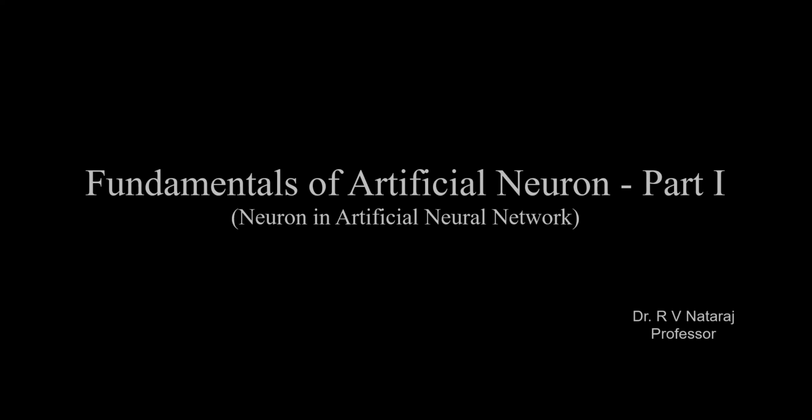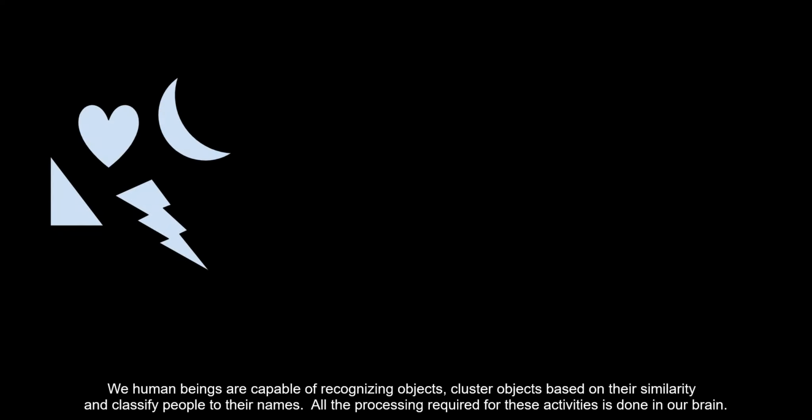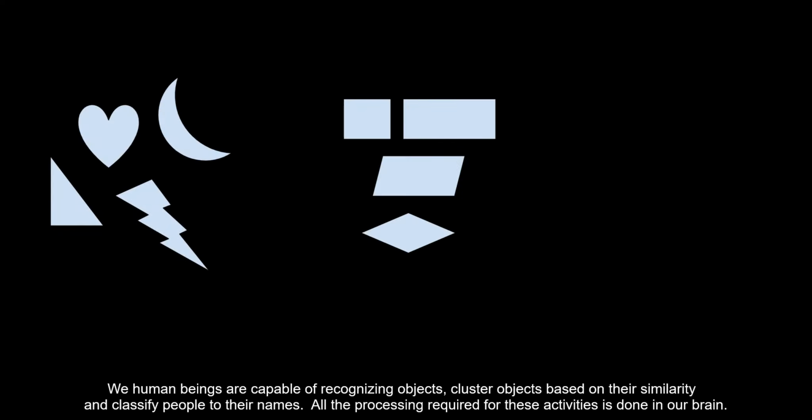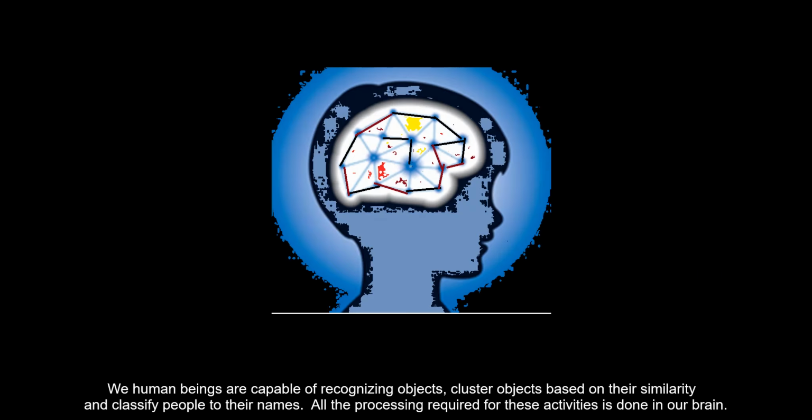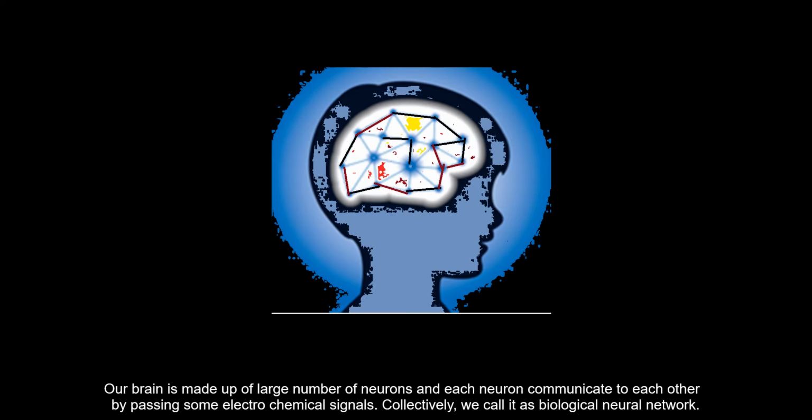Fundamentals of artificial neuron. We human beings are capable of recognizing objects, clustering objects based on their similarity, and classifying people to their names. All the processing required for these activities is done in our brain. Our brain is made up of a large number of neurons, and each neuron communicates to each other by passing some electrochemical signals. Collectively, we call it a biological neural network.